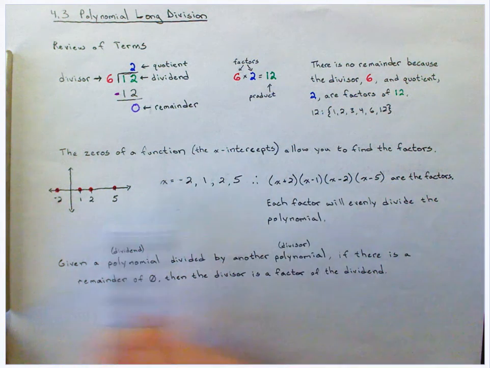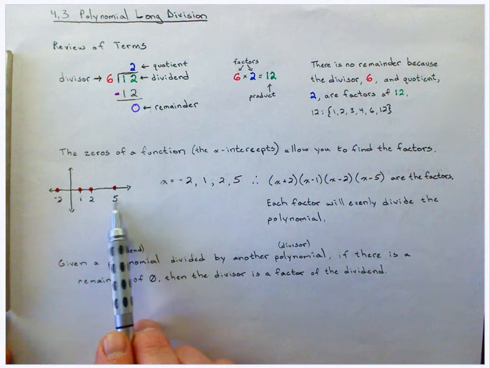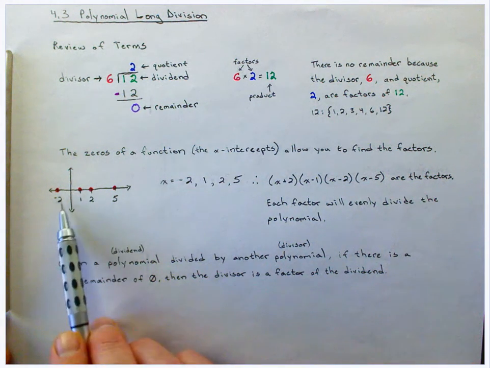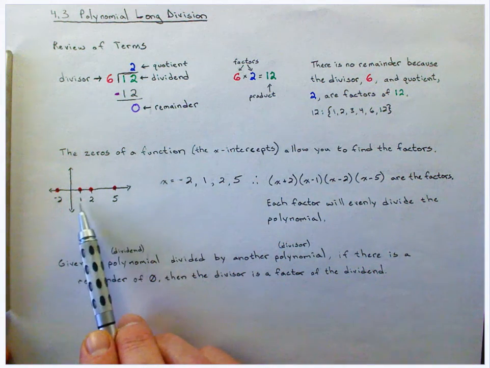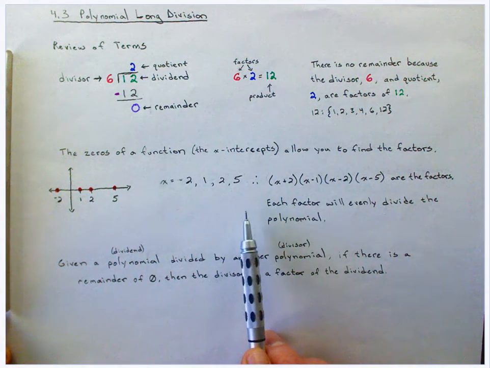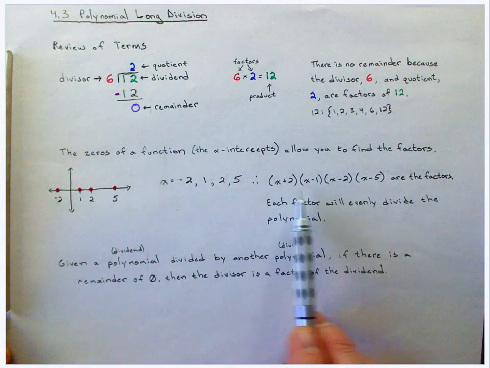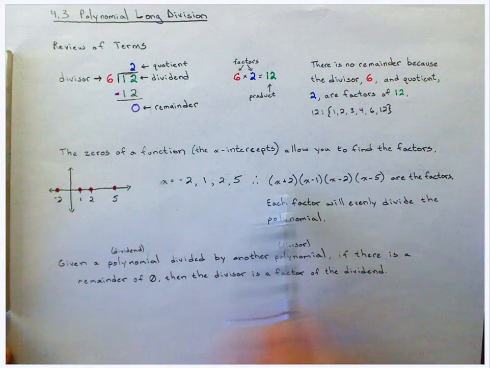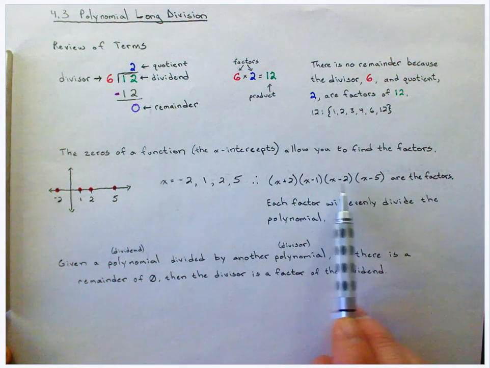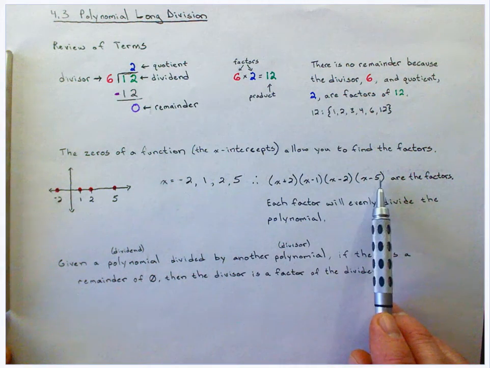These are the factors. If we look over here, here are the zeros of a given polynomial. So what I know is that x equals 2 and x equals 1 and x equals negative 2 and x equals 5. Therefore, writing those as factors, I say x plus 2, that's for the negative 2, and x minus 1, that's for the 1, and x minus 2 is for the 2, and x minus 5. All of these are factors.